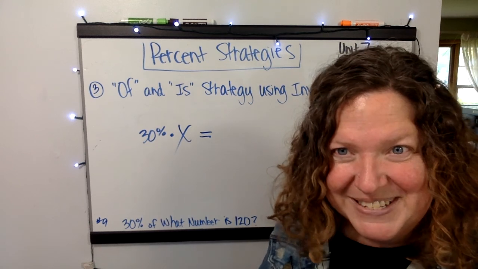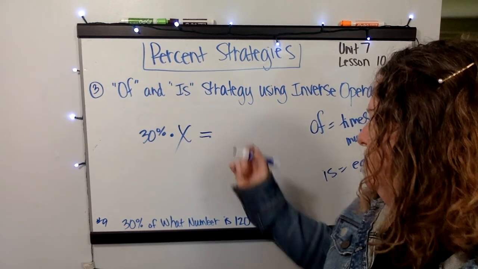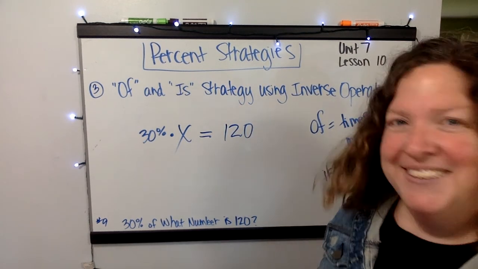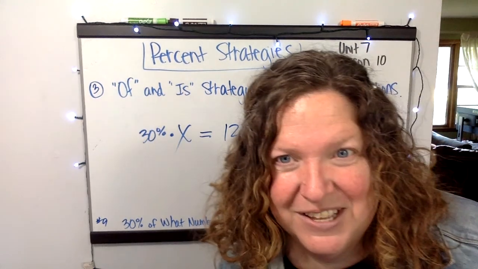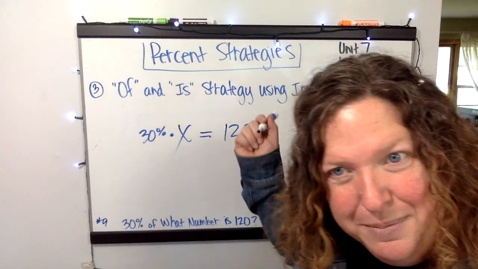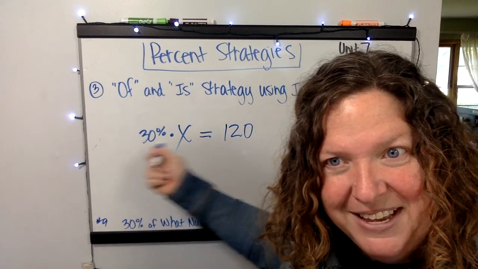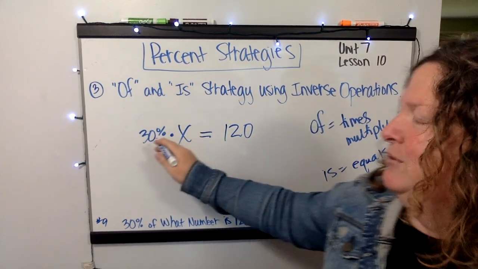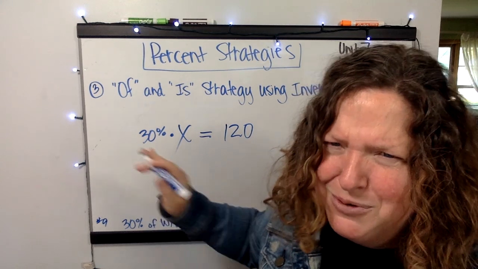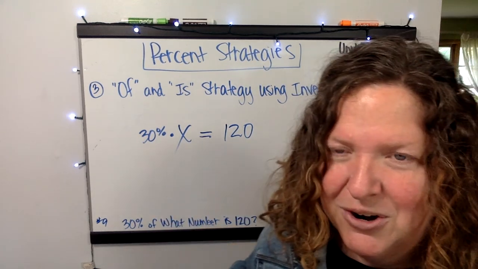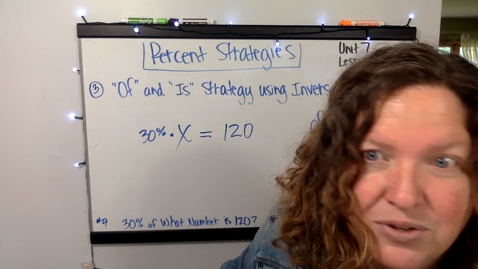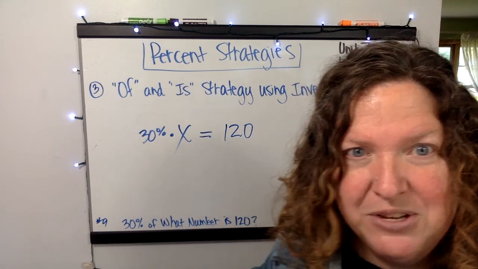Is means equals 120. It's right there. Look at that. Just using the words and what they mean in math specifically, we were able to construct an equation that we can solve. Now, 30%, remember, we don't know what to do with percents just as they are. We have to change them into either decimals or fractions. Doesn't matter, whichever one you like best.